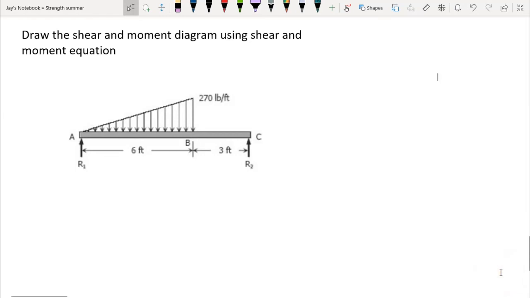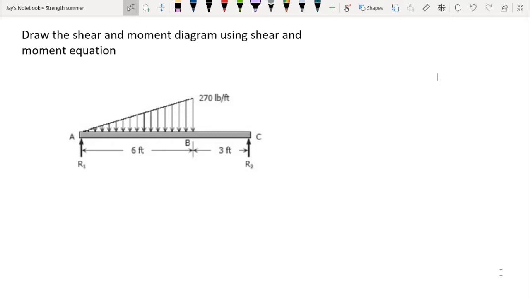So we have here a new example. We have a triangular load that is acting on our beam. So we draw the shear and moment diagram and compute the shear and moment equation. So we have this beam.